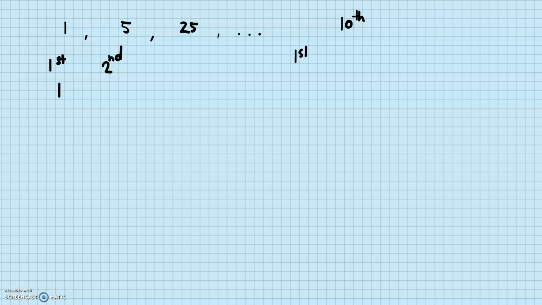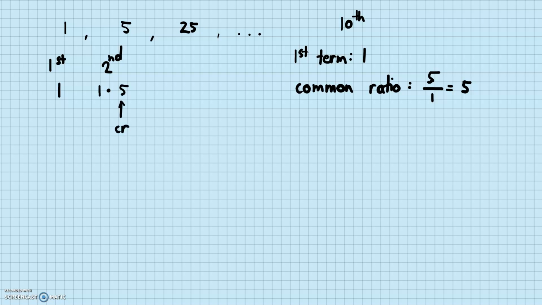The first term is 1, and what's the common ratio? The common ratio, just pick a term, divide by its previous term. So we can do 5 divided by 1, since that's pretty easy. 5 divided by 1 is 5. So the common ratio is 5. And to get the next term, obviously, we do the first term times the common ratio. The common ratio, I'll just write CR here. This is the second term.